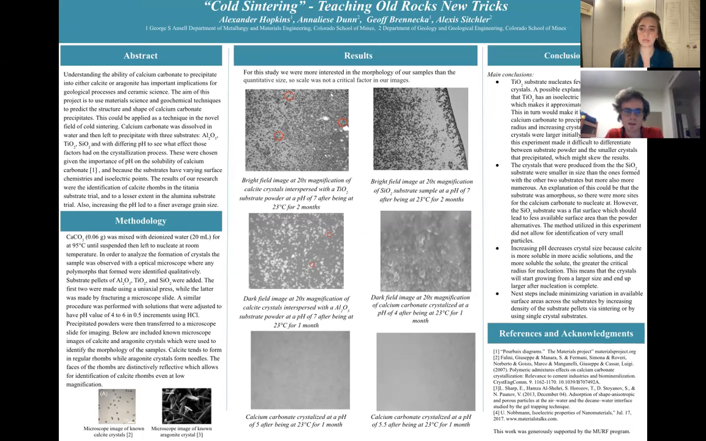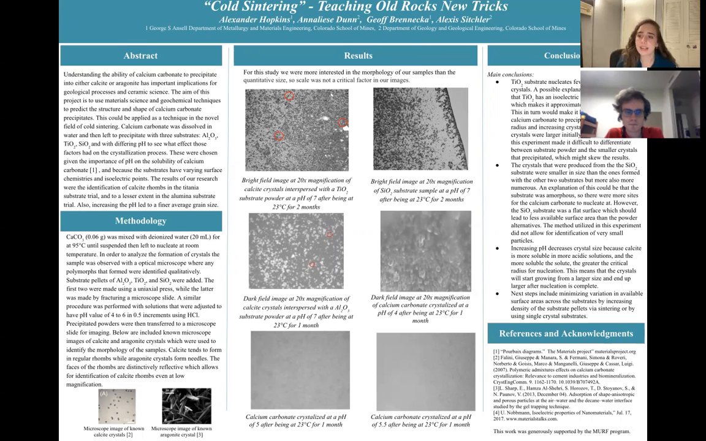And then we also tested precipitating at various different pHs to see how pH would impact the results. We tried the three substrates because they have a wide variety of isoelectric points. And then we tried pH because we know that pH has a very significant impact on the solubility of calcite.